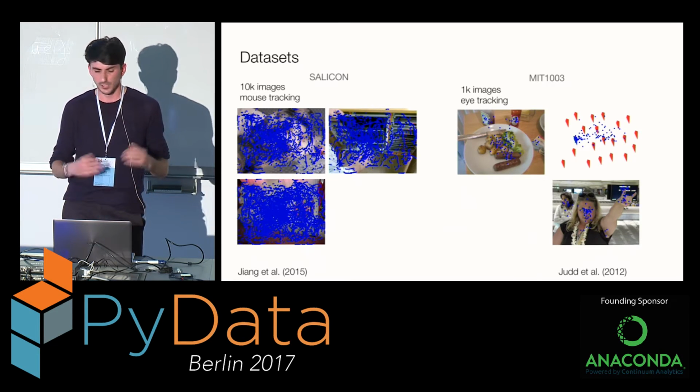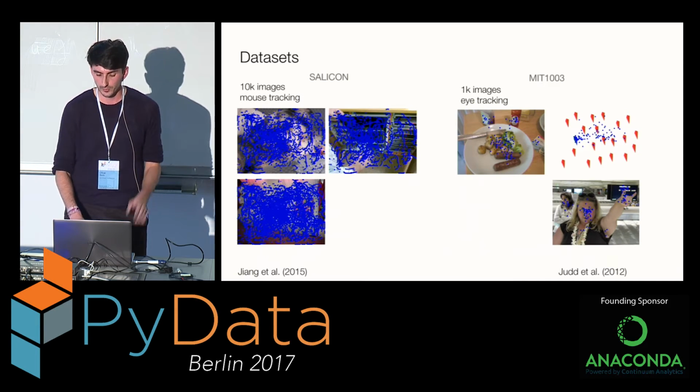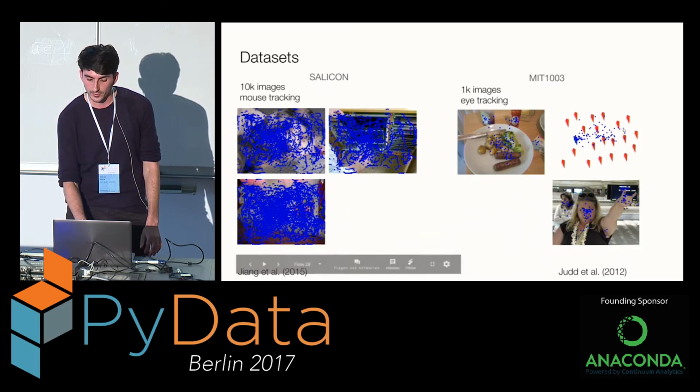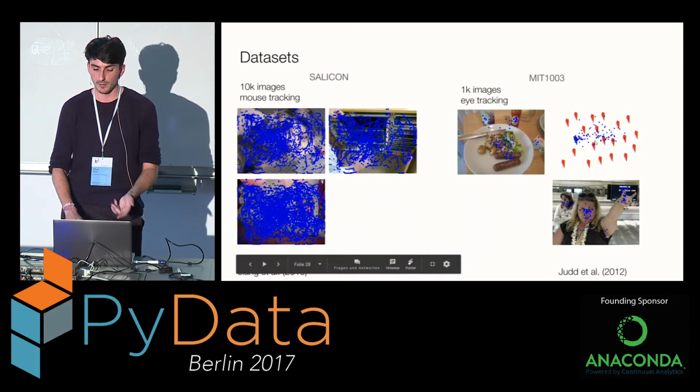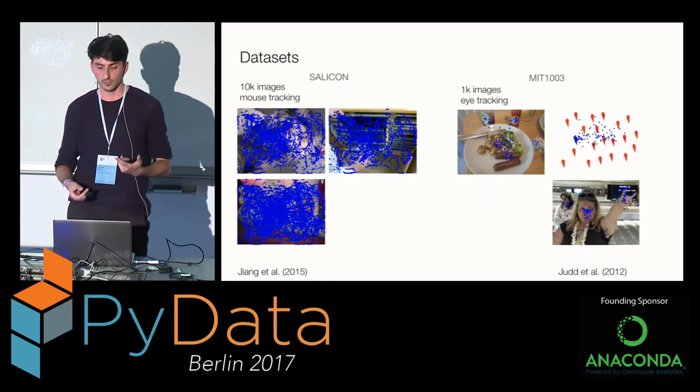Both of these data sets consist of natural scenes, so it's very widespread photos of food and people and parties, and it's very funny actually to go through them, so I highly recommend it. And on this test data set, the MIT data set, there are also some of these very artificial stimuli that I talked about before.